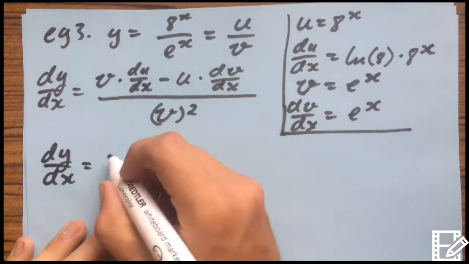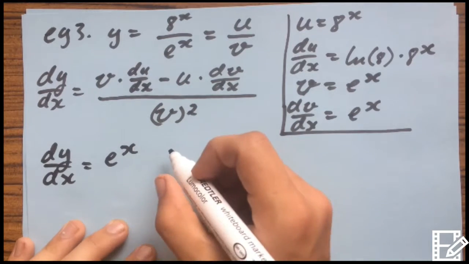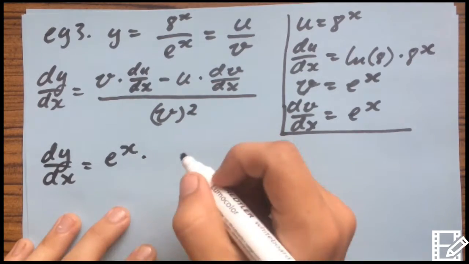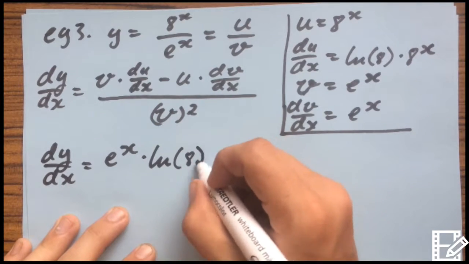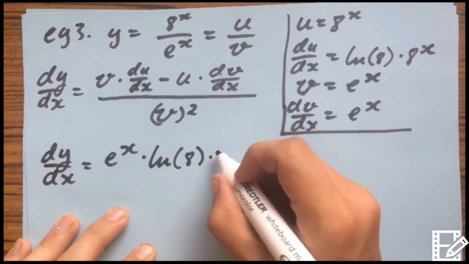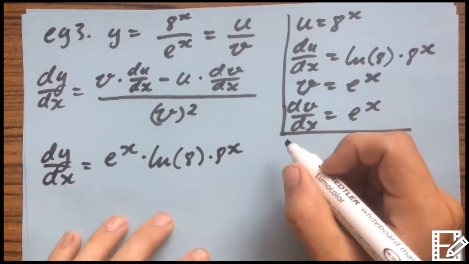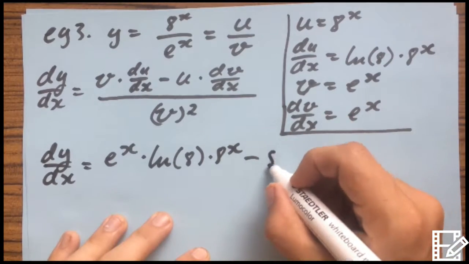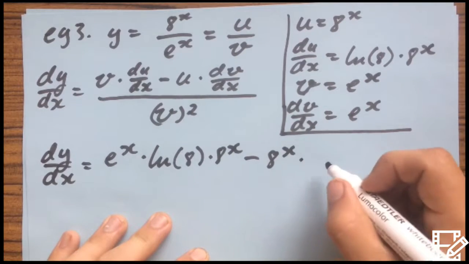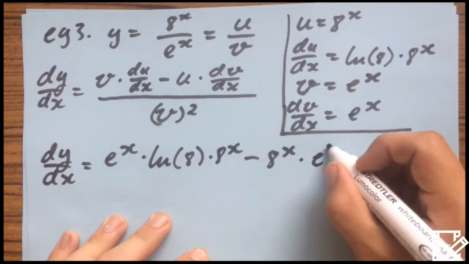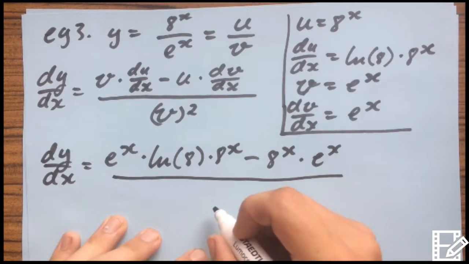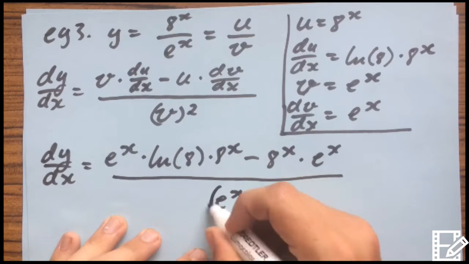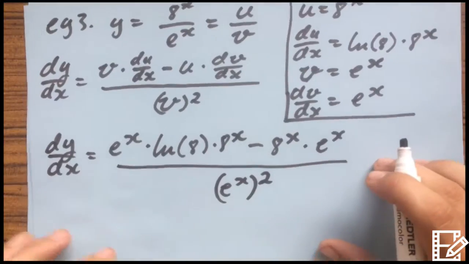So if we fill this in, v is e to the power of x. We multiply that by the derivative of u, which is ln of 8 multiplied by 8 to the power of x, minus u, which is 8 to the power of x, multiplied by the derivative of v, which is e to the power of x, all over v squared, which is e to the power of x squared.